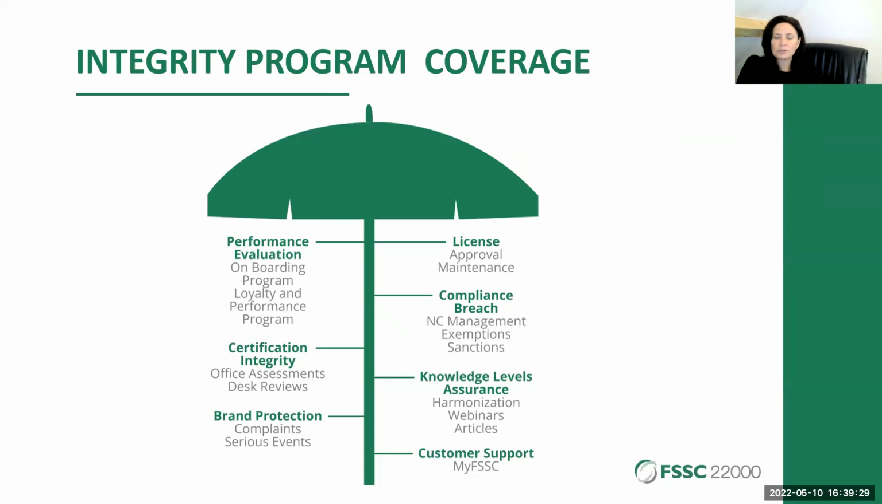A part of that is through certification integrity, and we do that through various methods, but two of the main ones include office assessments. This is where we go to the office of the certification body, look at the management system and how they are running it, how they are showing that they're meeting scheme requirements. But we also have desk reviews, and this is where we do remote file reviews. And the frequency and the depth of both of these are based on a risk assessment and the CB's performance.